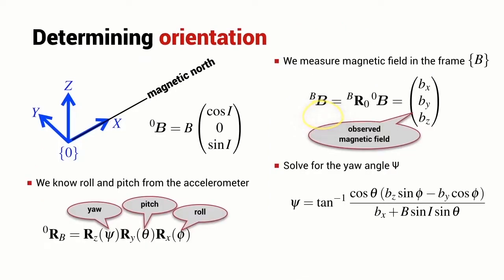In order to determine the yaw angle, that's the direction that the body is facing with respect to magnetic north, we need to combine information from 2 sensors. We determine the roll and pitch angle of the body using the accelerometers, and then we use the components of the magnetic field sensed on board the body, combine that with what we know about the local magnetic inclination angle and the local magnetic field strength to determine the yaw angle.